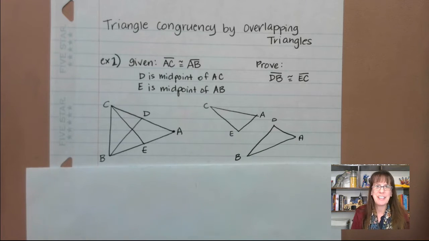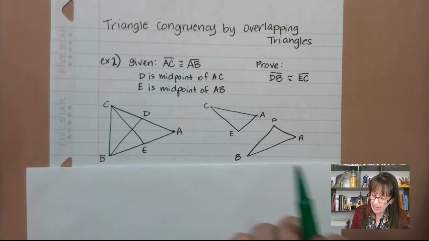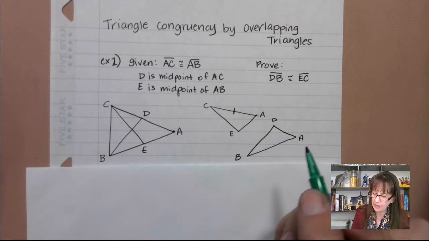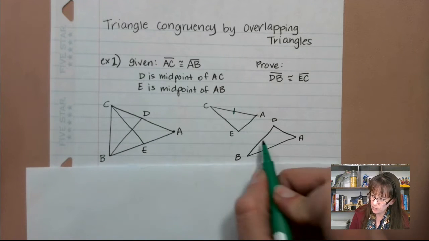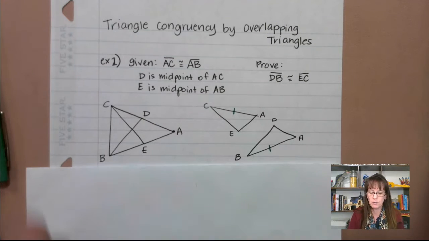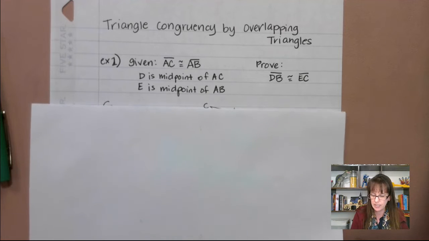All right, let's take a look at our next proof. We are given that AC is congruent to AB. So AC, this whole long thing, is congruent to AB, which is right over here. And you'll notice I split these triangles up because, if you have overlapping triangles, it's a good idea to split those up. I had a hard time visualizing that. So let me show you what I did here.